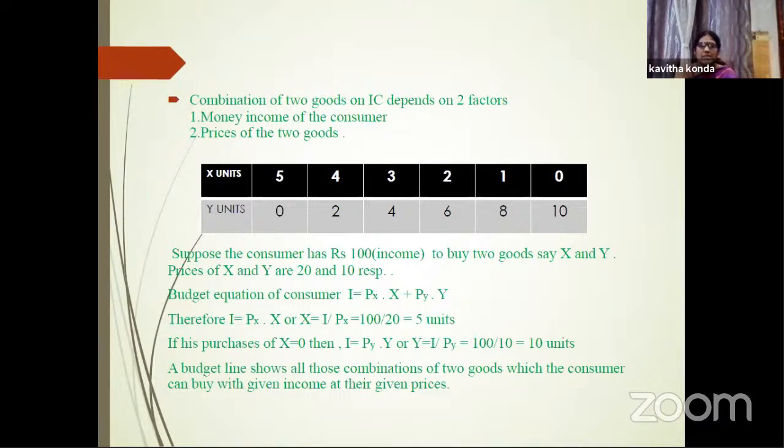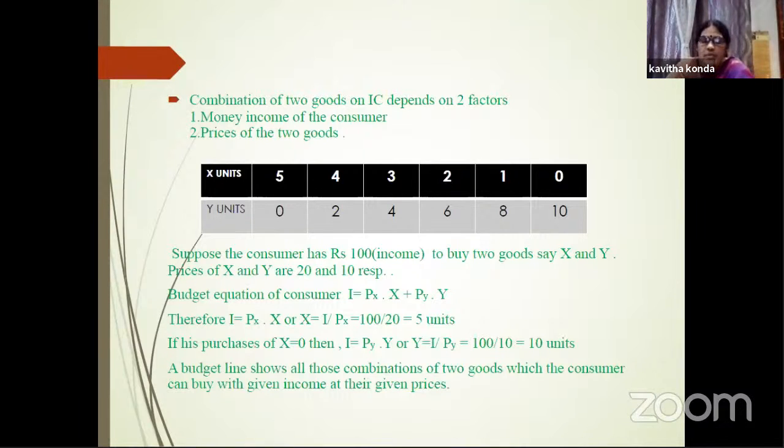So the budget line shows all the combinations of two goods which the consumer can buy with the given income at the given prices. If you want to buy 5 units of X, you will get 5 X units. If you want 4 units of X, you can get 2 units of Y and 4 units of X. And if you want 3 units of X, you will get 4 units of Y.